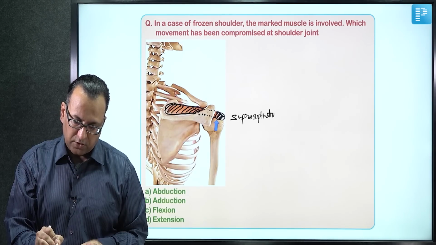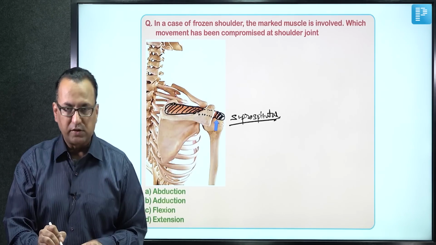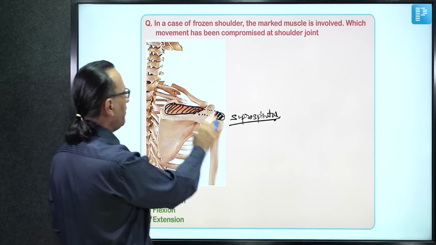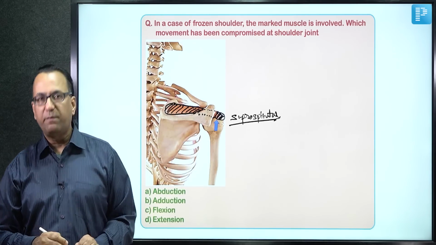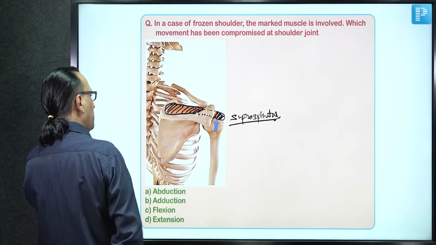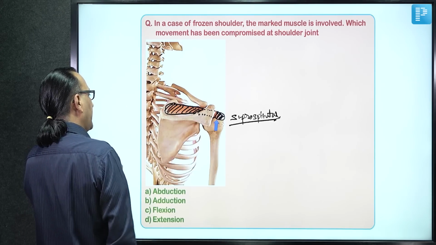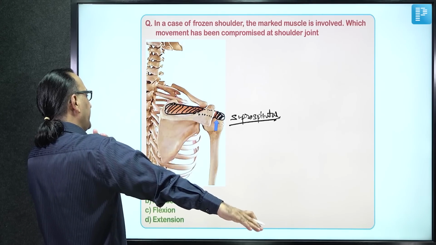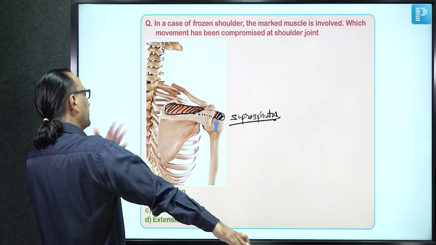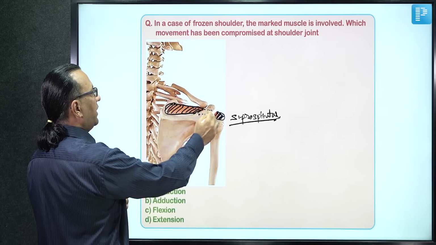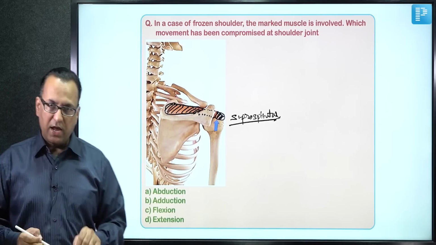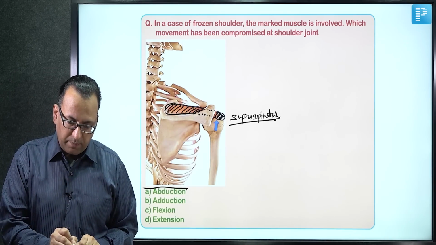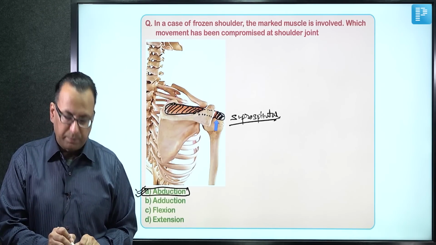And what is the function of supraspinatus muscle? Because that is the one which has been compromised in this patient. Supraspinatus is the initiator of the abduction. It will be helping the humerus to elevate, and 0 to 15 degrees of abduction at the shoulder joint is chiefly done by the supraspinatus. If it is not working properly, then obviously our answer will be choice number A here. Shoulder abduction will be compromised in this particular patient.